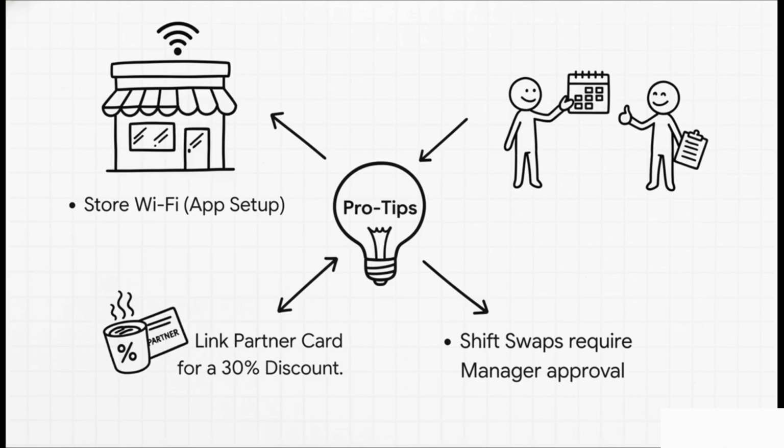Oh, and if you want that sweet 30% discount and the elevated star rate on mobile orders, you actually have to manually copy your 16-digit partner card and 8-digit PIN from Partner Central and add it as a gift card into your personal consumer Starbucks app.